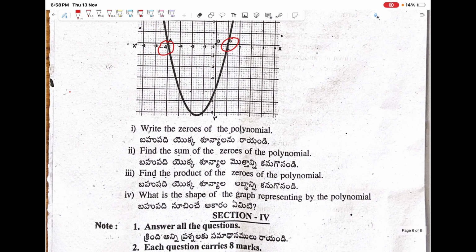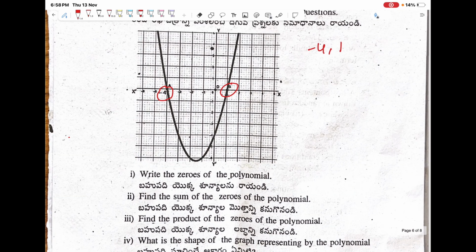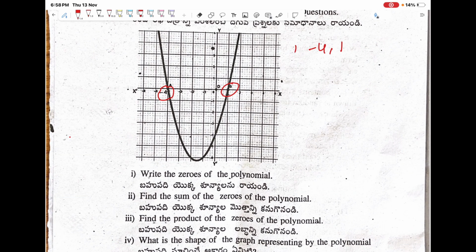Come to the questions. Write the zeros of the polynomial. Yes, minus 4 and 1 are the zeros of the polynomial. Next, question number 2. Find the sum of the zeros of the polynomial. You do the sum: minus 4 plus 1 equals minus 3.